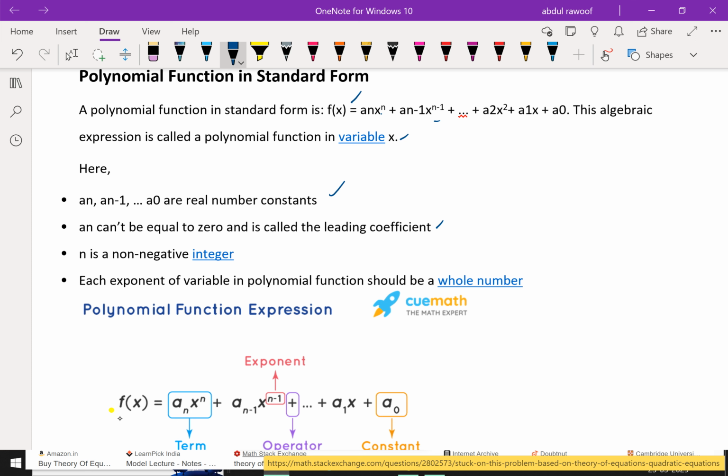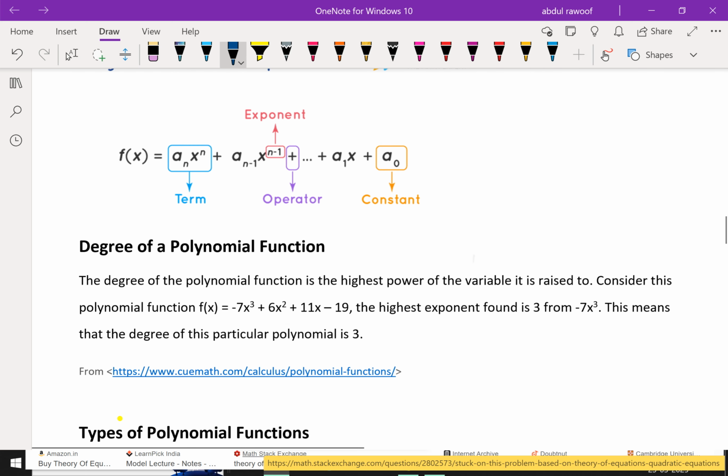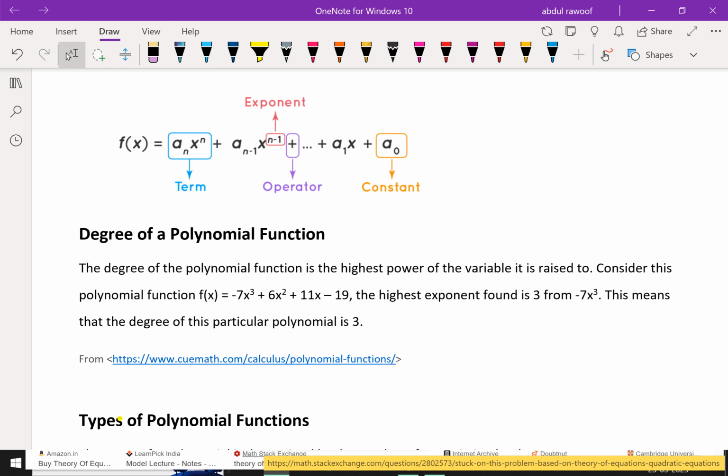Each exponent of variable in polynomial function should be a whole number. The variable power should be a whole number. Look at here, this f of x equal an x power n, an minus 1 x power n minus 1, a1 x up to a0.